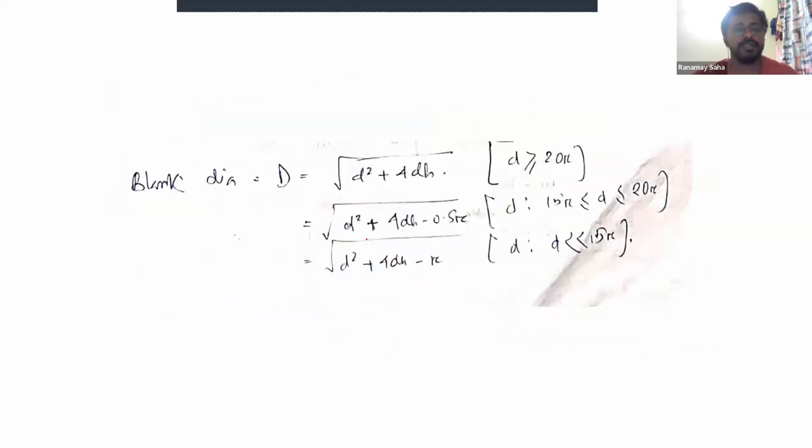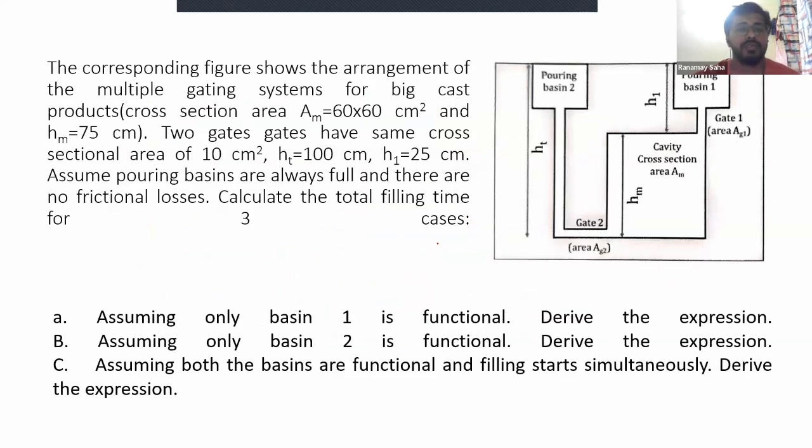So in that case, we'll gradually shift to the next part. Before that, these are simple empirical relations for the blank diameter for a particular D which you want. These are for different conditions. You can have a look through them. Multiple choice questions may be asked from this part. So let's move to the next case.